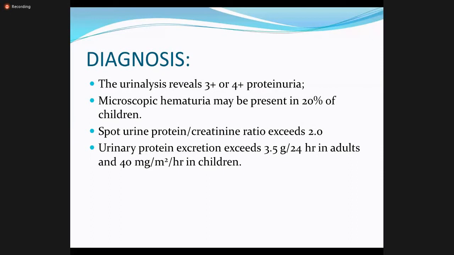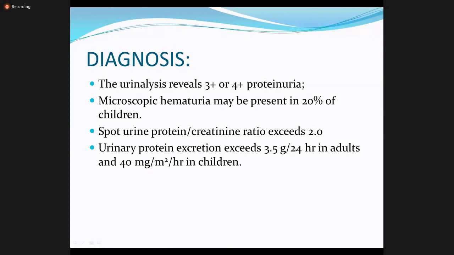The typical diagnostic test is the protein creatinine ratio, and the nephrotic range of protein creatinine ratio is more than 2. If you send a spot protein creatinine ratio and it comes up as 2, it is diagnostic of nephrotic syndrome nowadays. You can start treatment on that basis. And finally, you may send 24-hour urinary protein to calculate the amount of protein loss. Then the nephrotic range should be more than 3.5 gram per 24 hours in adults and 40 milligram per meter square per hour in children. That is the nephrotic range of proteinuria in children.